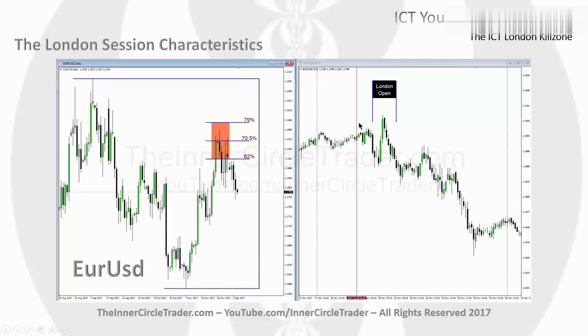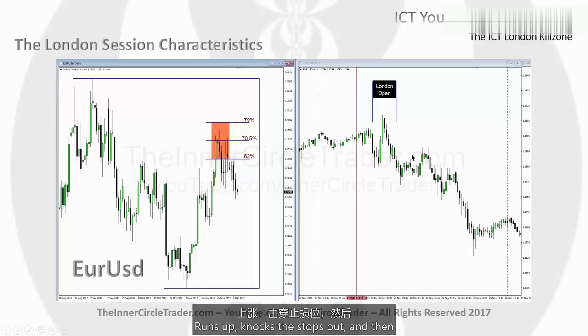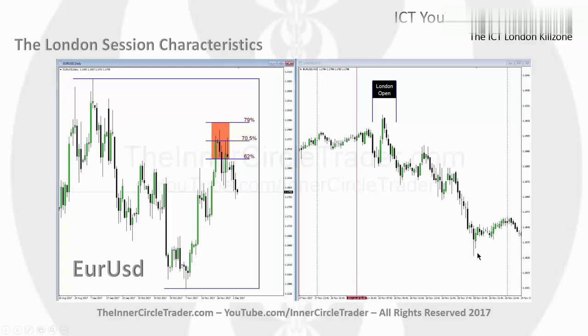So we have Candyland, buy stop liquidity pool. Okay, it runs up, knocks the stops out, and then trades aggressively lower. Creates the low of the day. It comes off the low of the day and trades at or near the low.